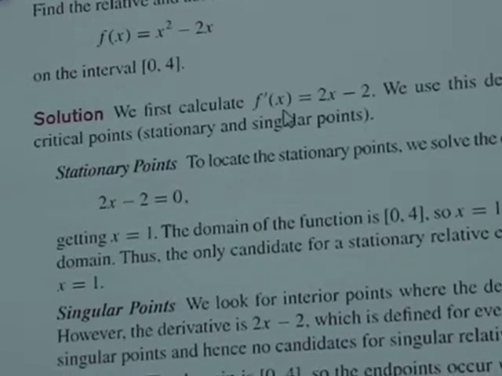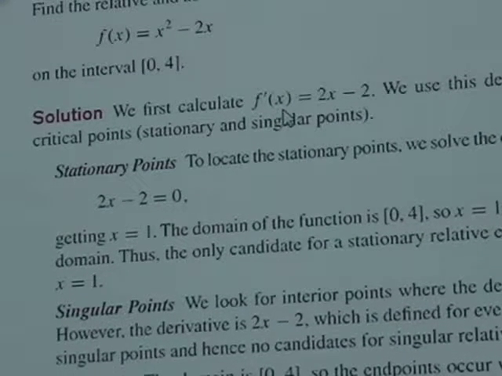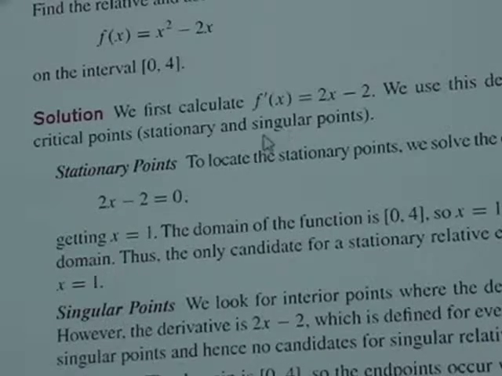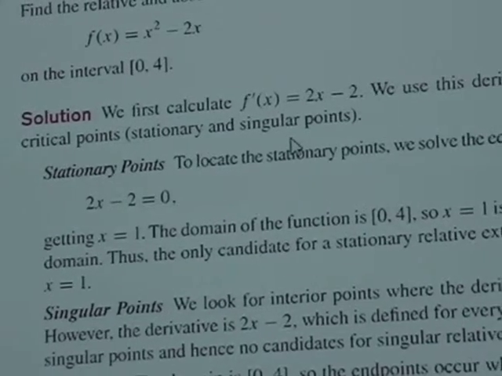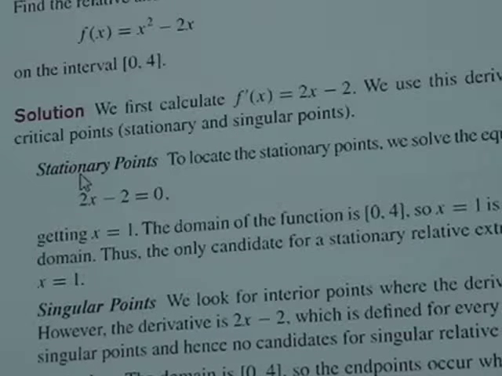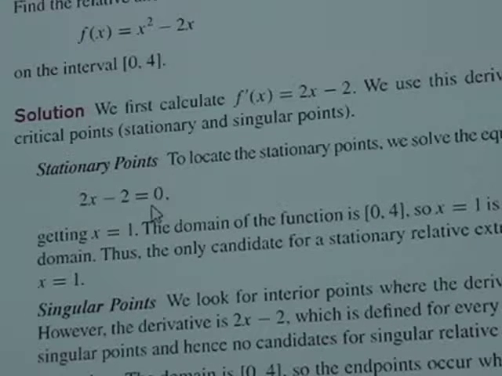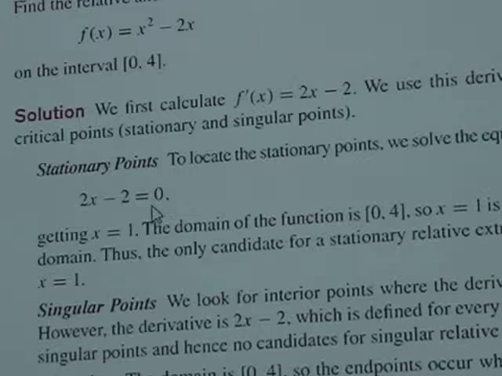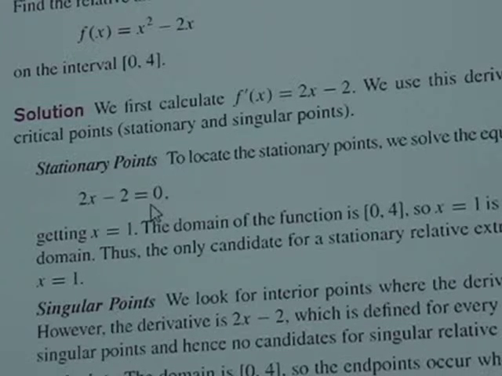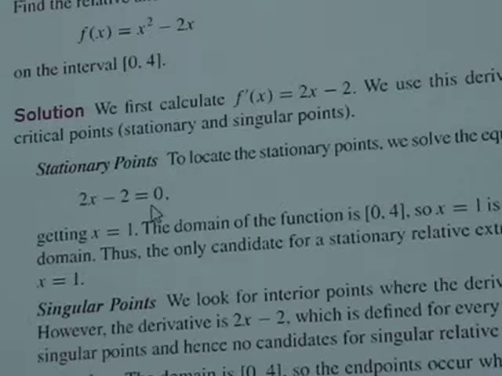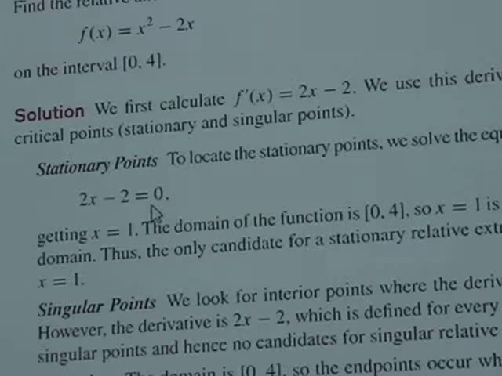Now we want to see if there are any, what's the general term? I think they're called critical points, and that includes stationary and singular. So we want to look for those. How do we find the stationary points? We find the derivative and set it equal to 0. The derivative of this is not too hard. It's 2x minus 2. Set that equal to 0. That's pretty simple. x equals 1. So that is the only stationary point, the only place where the derivative is equal to 0.